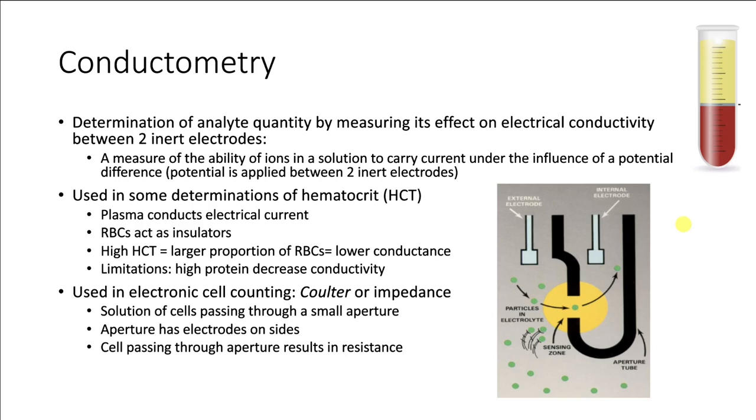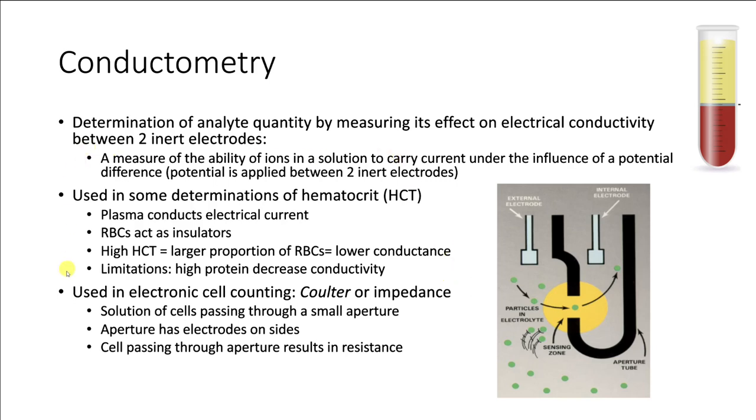But the red cells act like insulators. They're not so good at conducting electrical currents. So what'll happen is that when we're at a higher concentration or a higher hematocrit, there will be a larger proportion of RBCs, which will reduce the conductance, or ability to conduct electricity. The big issue with using conductometry to measure hematocrit, though, is that high proteins will decrease conductivity.